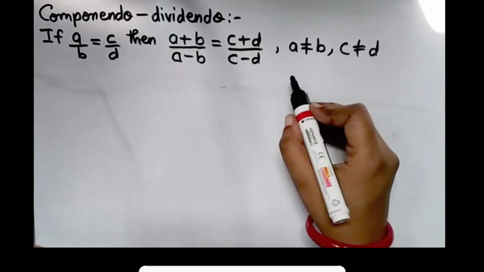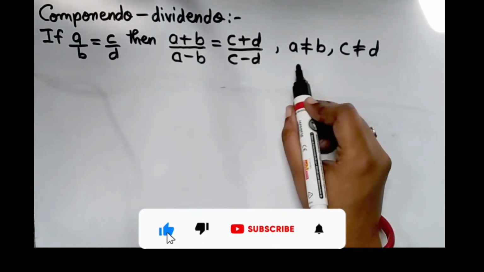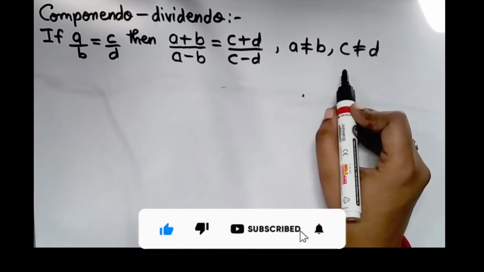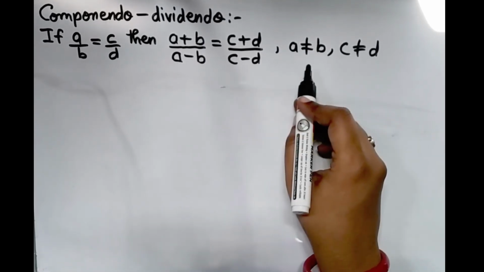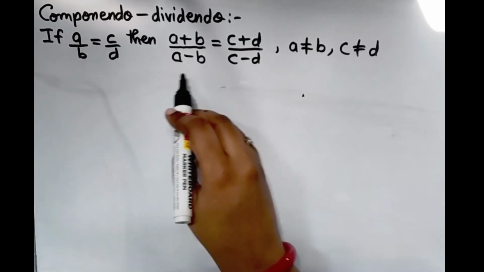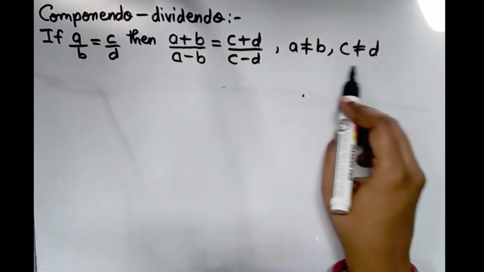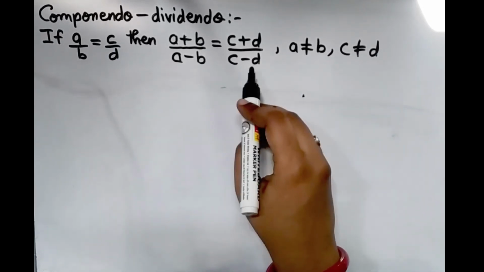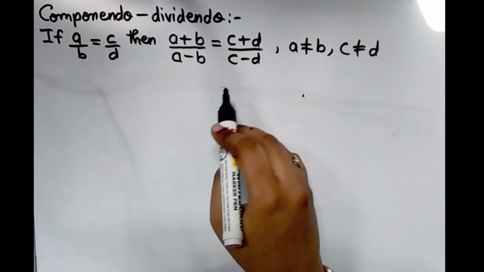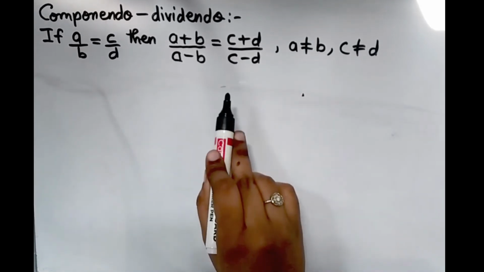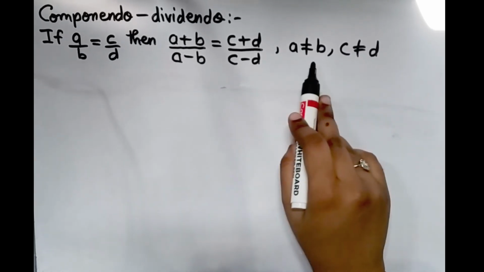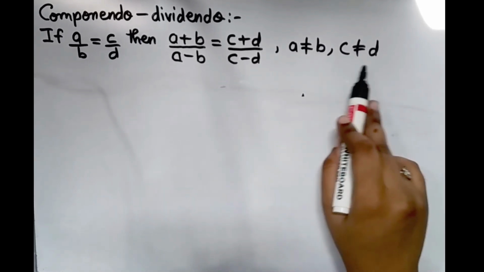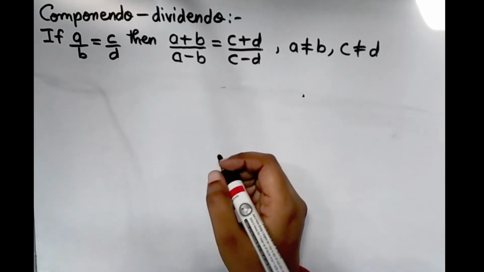And we have to remember that here A should not be equal to B and C should not be equal to D, because if A and B are equal, then the denominator will become 0, and if C and D are equal, then the denominator will be 0, and we cannot divide anything by 0. You know this, right? So for this property, A should not be equal to B and C should not be equal to D. Now we will prove this property.